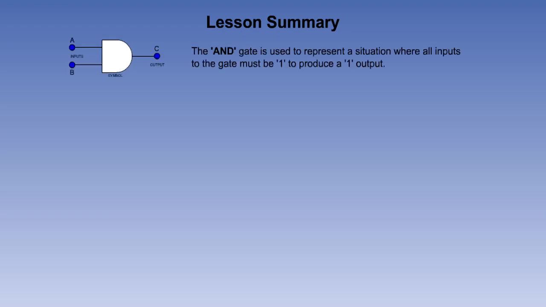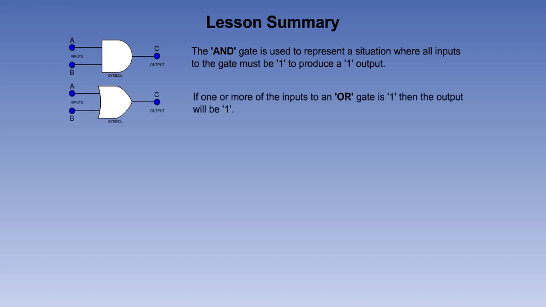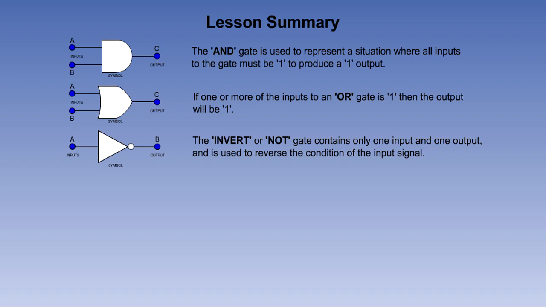Here is a summary of the main points from the lesson. The AND gate is used to represent a situation where all inputs to the gate must be 1 to produce a 1 output. If any input is a 0, the output will be 0. If one or more of the inputs to an OR gate is 1, then the output will be 1. The OR gate will only give a 0 output if all of its inputs are 0. The invert or NOT gate contains only one input and one output, and is used to reverse the condition of the input signal.